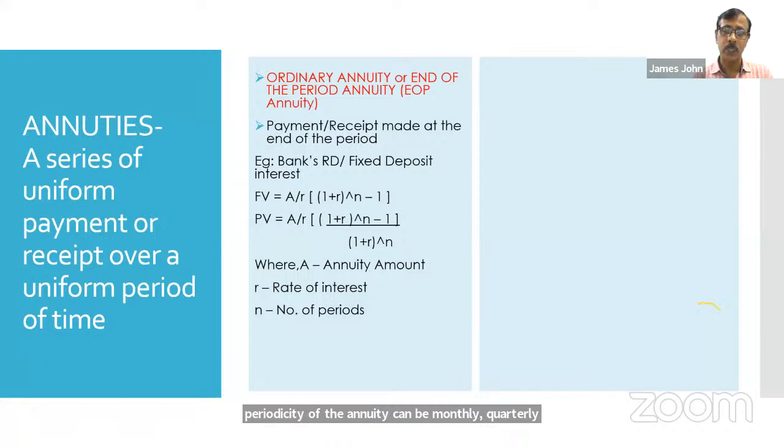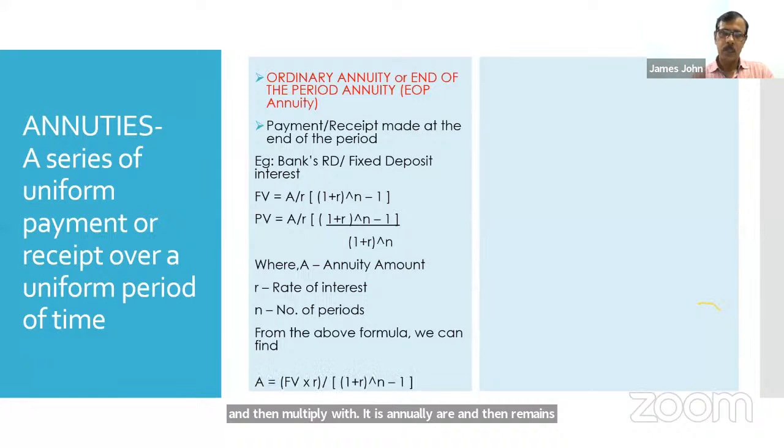In the case of a deposit, an RD is an example for monthly annuity. The periodicity is monthly. And if it is monthly, the rate and N undergo a change. R, you have to divide by 12, and N, you have to multiply by 12. If it is quarterly, R divide by 4, and N multiply by 4. If it is half yearly, R divide by 2, and N multiply by 2. If it is annually, R and N remain the same.